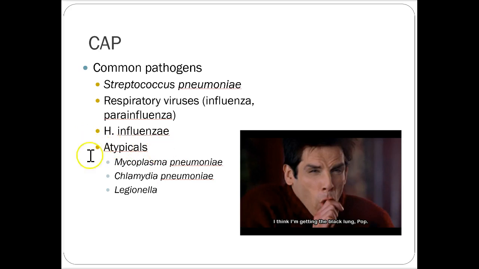This is going to be a big recurring theme in the next few slides. You always need to cover strep pneumo. So any treatment you pick for community-acquired pneumonia should cover strep pneumo and your atypical pathogens.